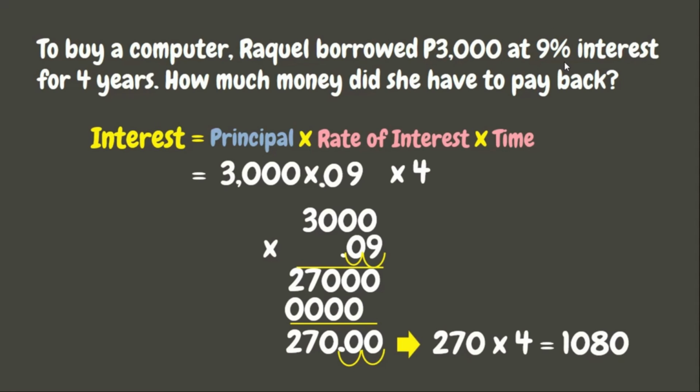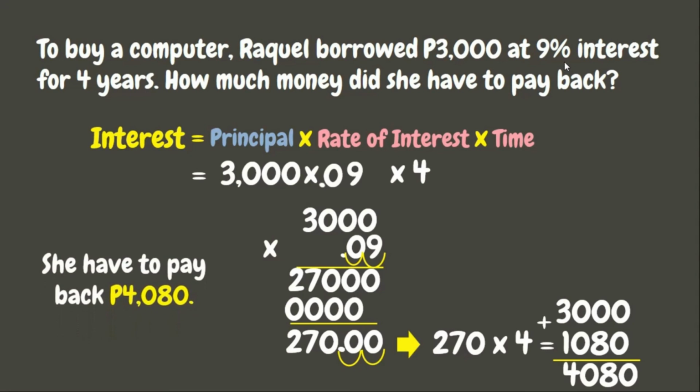Now we got 270, then let's multiply it by time, which is 4 years. We have 1,080 pesos. 1,080 pesos is the interest earned after 4 years. But we have to solve for the amount that you need to pay back after 4 years. Hence, we need to add 3,000 plus 1,080 pesos is equal to 4,080 pesos. And that is the amount that you need to pay back after 4 years.